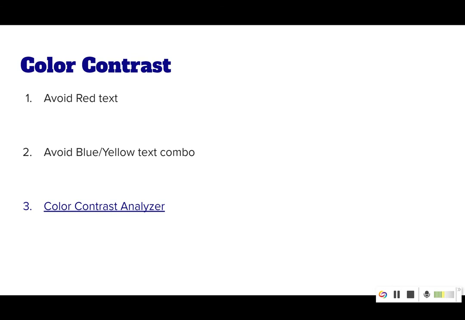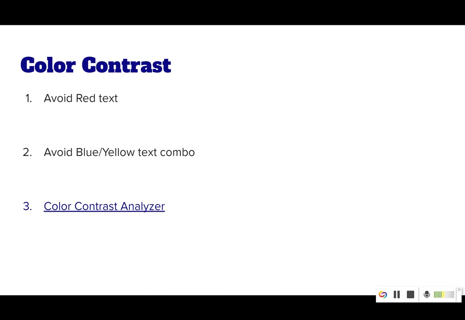Color contrast is another important element of web accessibility. By now, I'm sure most of us are aware that the colors red and green can be difficult to differentiate for some people, but the World Wide Web Consortium, or the W3C, has developed a few more guidelines to ensure web pages are viewable for all. First, it is recommended to avoid primary red colored text altogether, and also the blue and yellow color text combination. The main objective for text color and accessibility is to have a high contrast.